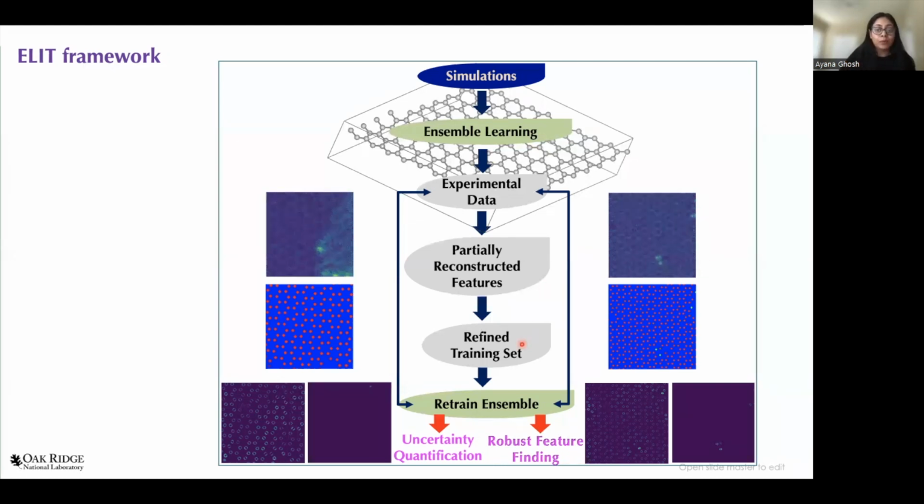But at that point, we can refine the training set again, and then retrain the ensemble of networks, performing this in an iterative fashion to get to robust feature finding and quantify the uncertainties.